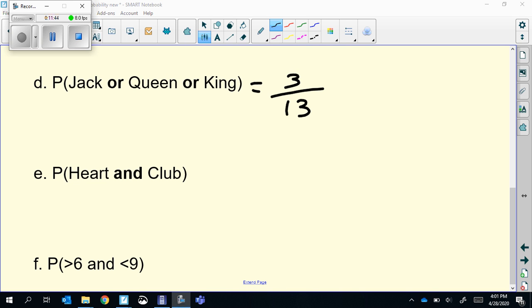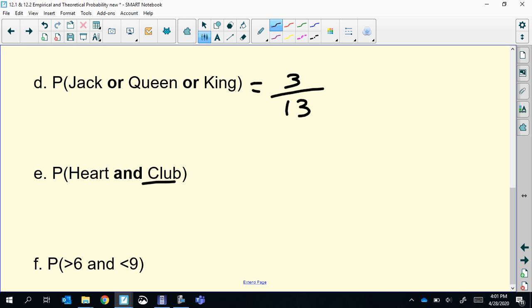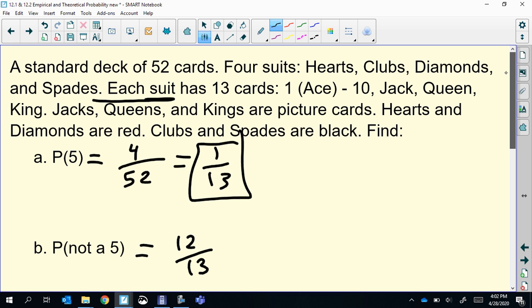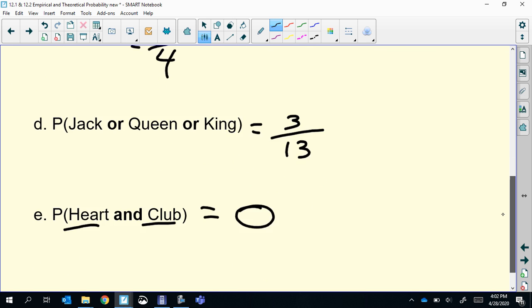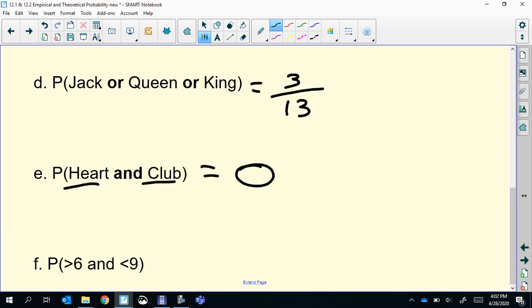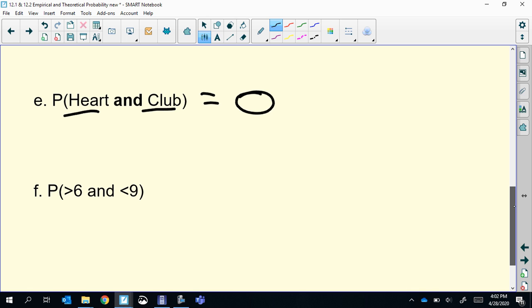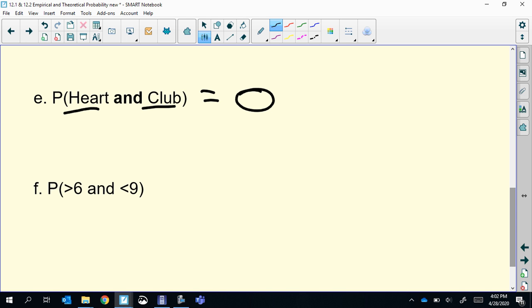Now this one says a heart and a club. So if you're looking at one card, what's the probability that it's a heart and a club? Well, every card is only one of those things, not both. It can't be both of them. So it would actually be 0. There's no chance that one card is both a heart and a club. I could say like 5 and a club. That could work out, but not heart and club, or diamond and club. You can't have 2 suits together.